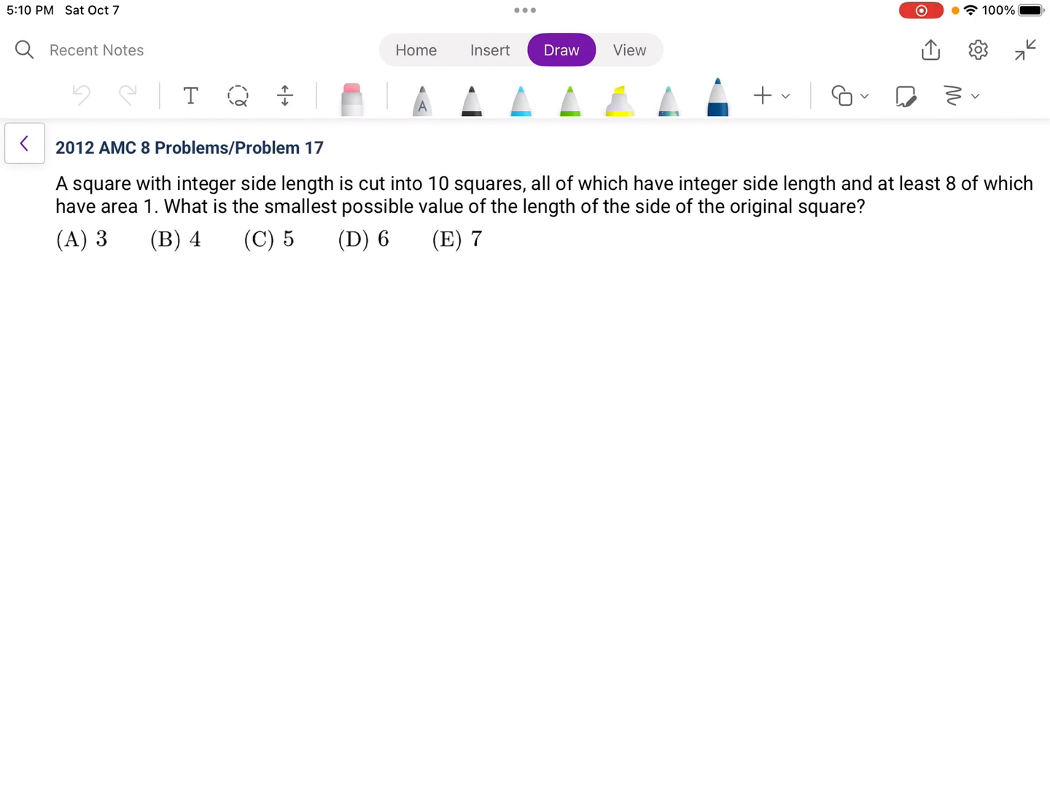Problem 17. The square has integer side length and is cut into 10 small squares, 8 of which have area 1, so their sum should be 8. And 8 is part of the large square, and if we are left with two squares, the smallest possible area of each square is 1 plus 1. And because the sum is 10, the square root of 10 is not an integer, so this does not qualify.